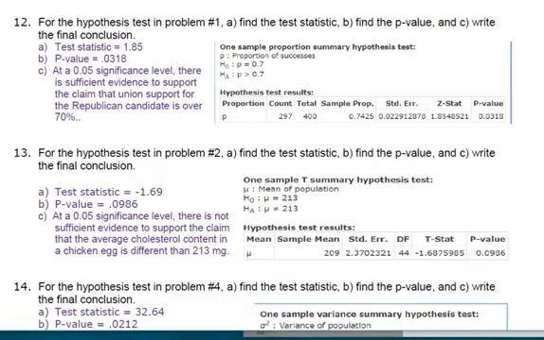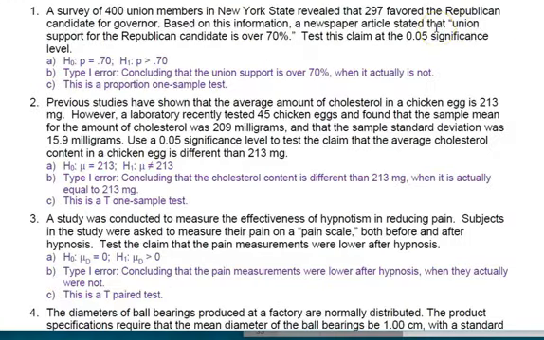For the next part of this, we're going to go back and do some of the hypothesis tests that were in the first 11 problems. First, we're going to go back to problem number 1. So we're going to take the data from this problem and actually run the hypothesis test in StatCrunch.